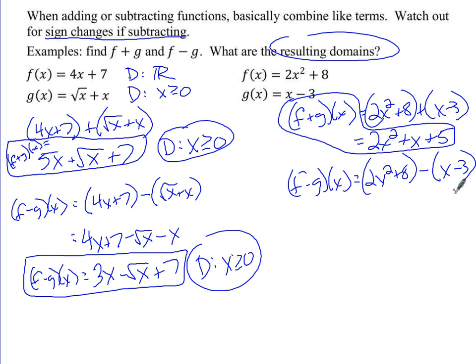Okay, so two ways you can go. You can just say 2x squared minus nothing is 2x squared. I get negative x, and then I have 8 minus negative 3, which is 8 plus 3, so plus 11. The other way you can go is to distribute the negative sign into this, and then you'll have minus x plus 3. And then this is 2x squared minus x plus 11, just like we got.